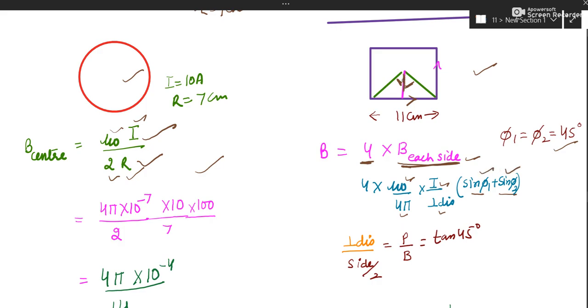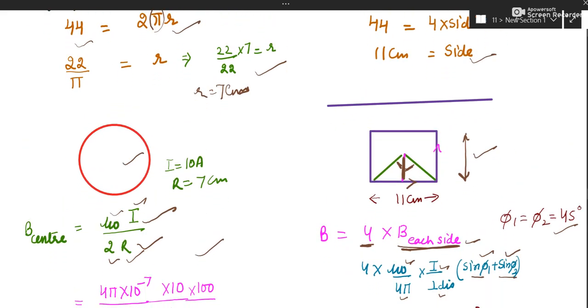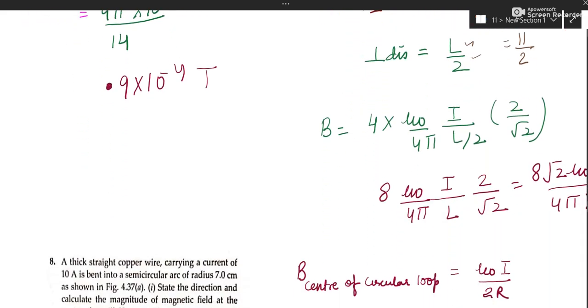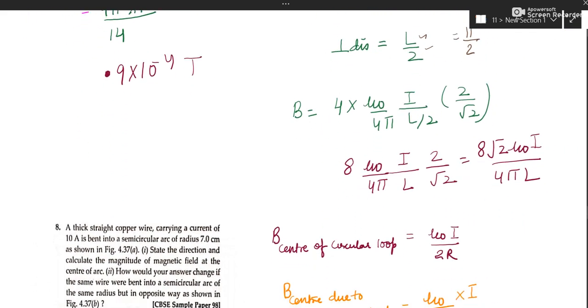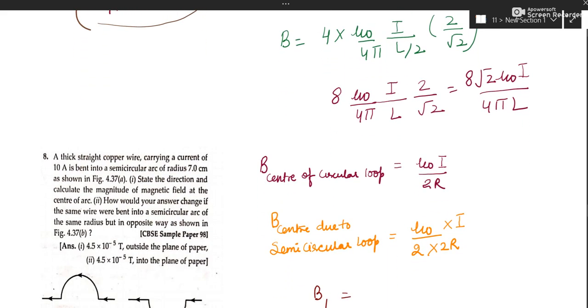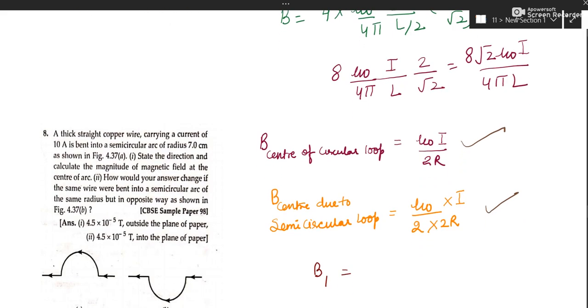Now the point is the perpendicular distance. Now the full side, you can see I have obtained, the side is 11. So this half, that is the perpendicular distance, will be 11 by 2. So it is L by 2, or you can say 11 by 2, side by 2. Okay. Substitute. Do the mathematics properly and find out the answers in numeral form. And then they are asking whose is larger. So you can check the values and you can tell. This is due to the circular loop and this is due to the square.